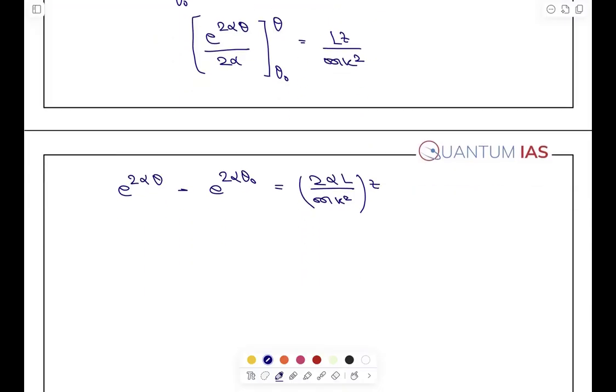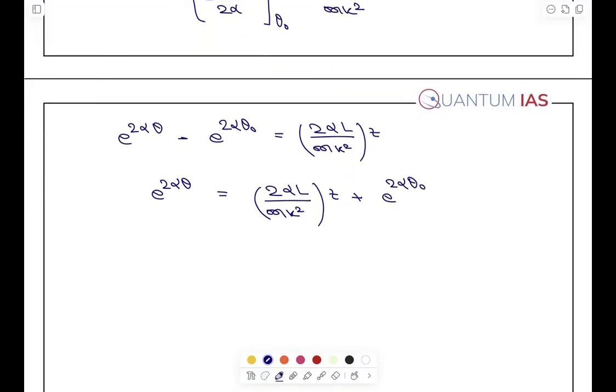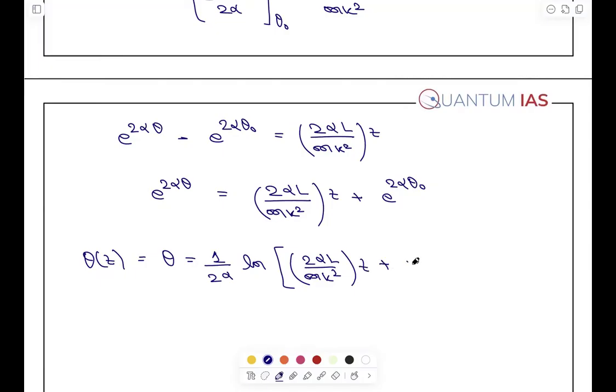Now you can take this to that side. So e to the power 2 alpha theta will become 2 alpha L upon m k square into t plus e to the power 2 alpha theta naught. Now we can take the logarithm on both sides, and we can simply find that theta of t, which is equal to theta, if you take the logarithm, the whole thing comes inside the log, and then you have to divide by 2 alpha. So it will become 1 by 2 alpha ln of 2 alpha L upon m k square into t plus e to the power 2 alpha theta naught. So this is the value of theta we have to get.